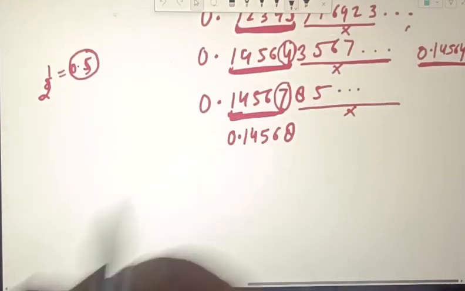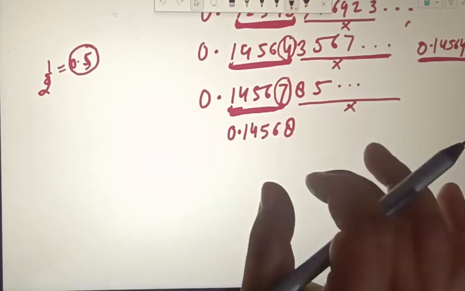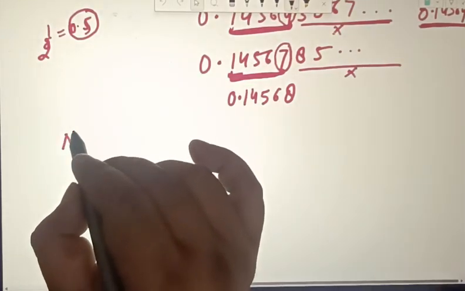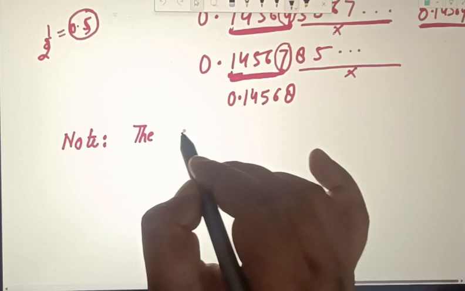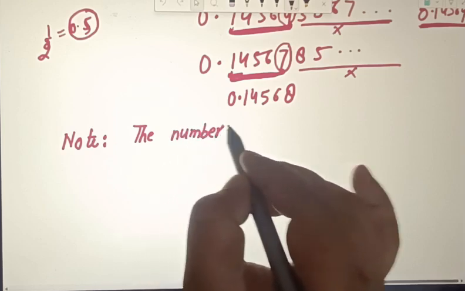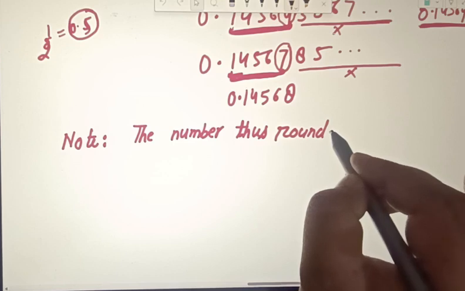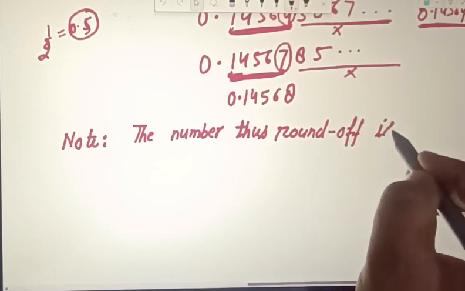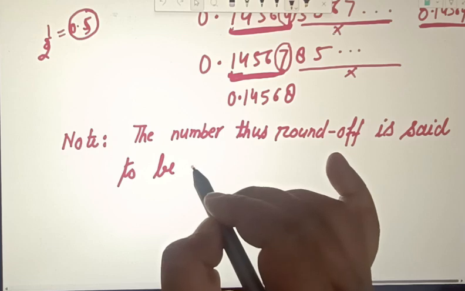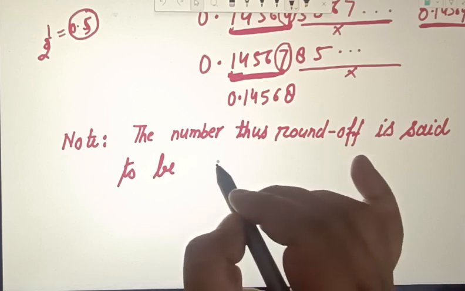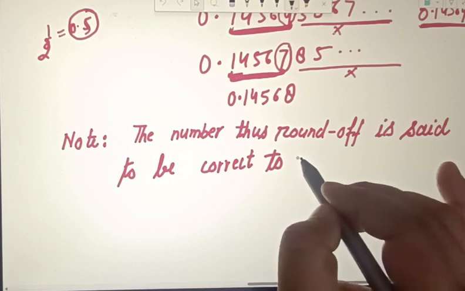So guys, one more thing, the number thus rounded off is said to be correct to n significant figures, okay. We generally use this statement in our questions.